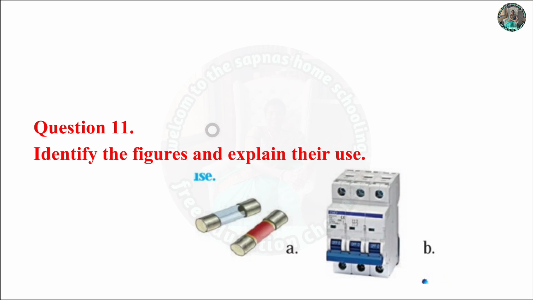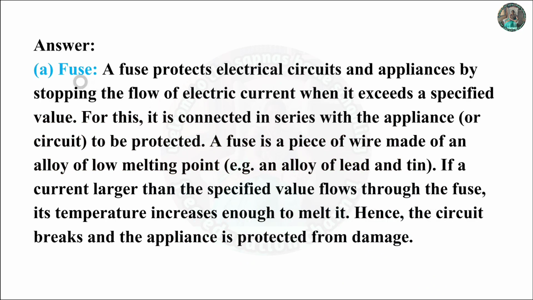Now question 11. Identify the figures and explain their use. Here are the two things. The first one is a fuse. A fuse protects electrical circuits and appliances by stopping the flow of electric current when it exceeds a specified value. For this, it is connected in series with the appliances or circuit to be protected.